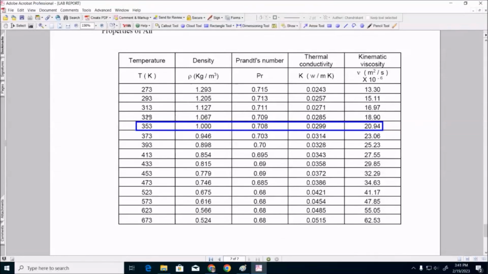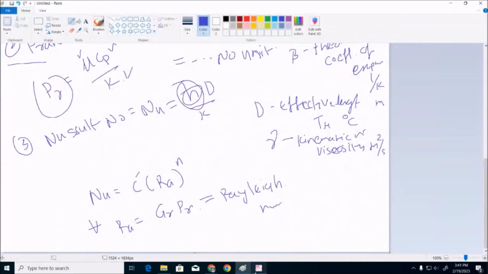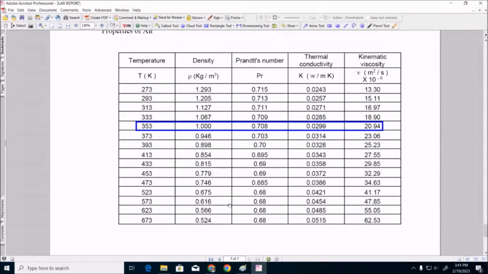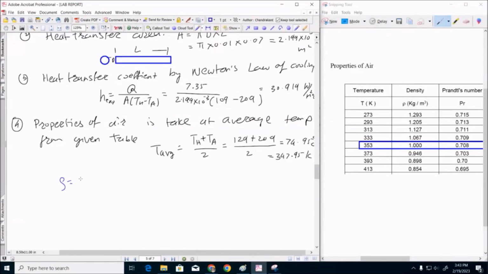Better way to go for interpolation. Use the interpolation formula and write the values. Now I will not do the interpolation. We will write, your result will not be changed. So here we will write density is 1, Prandtl number 0.07. The density of the air is 1 kilogram per meter cube.